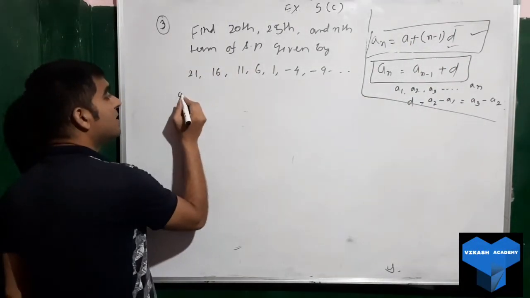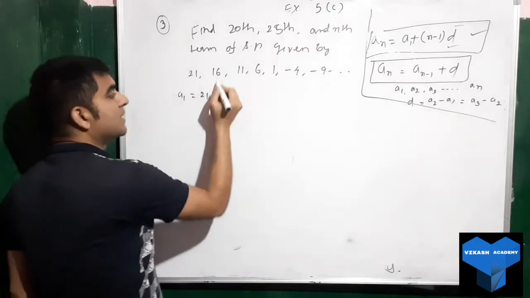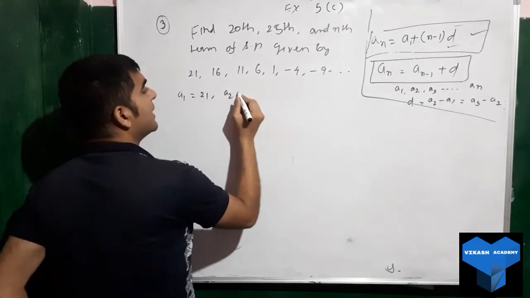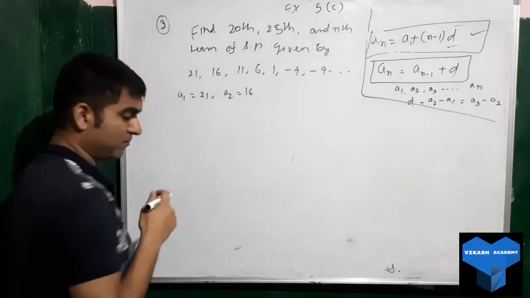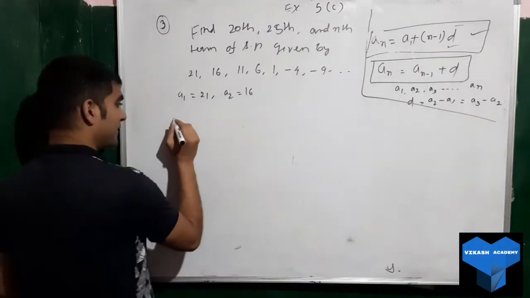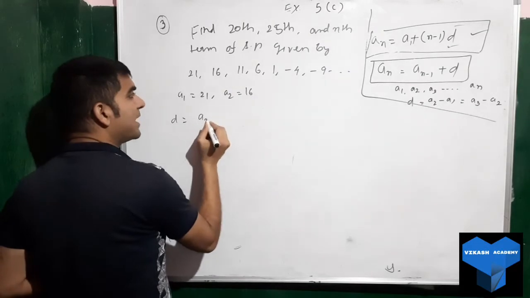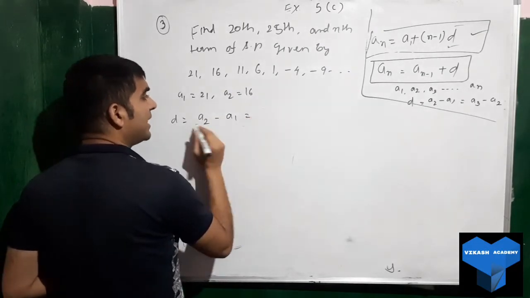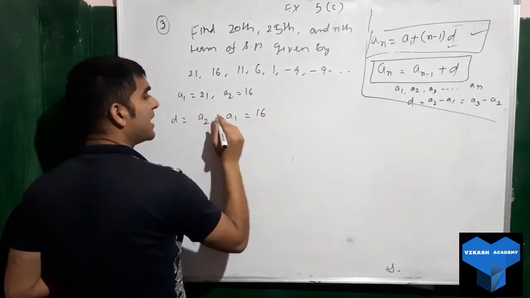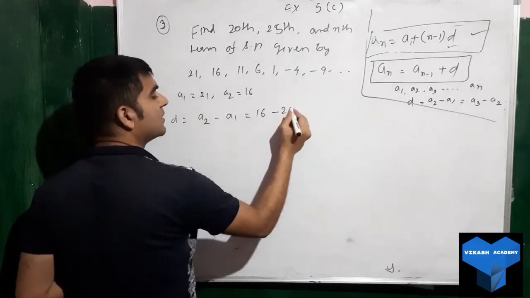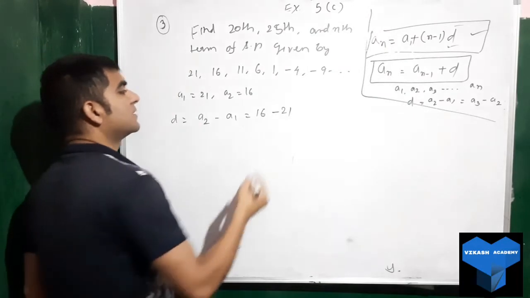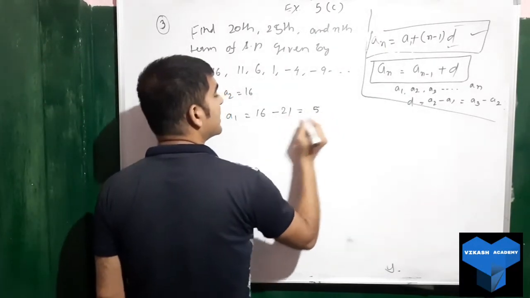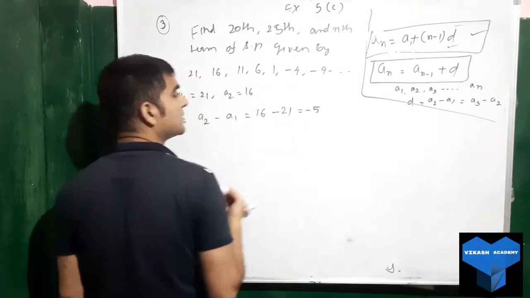We will write the first term A1 as 21, A2 as 16, and so on. Now the common difference: second term A2 minus A1. A2 we have 16, so we write 16 minus A1, 21. Now 16 minus 21, how much? 5, and the sign will be minus.